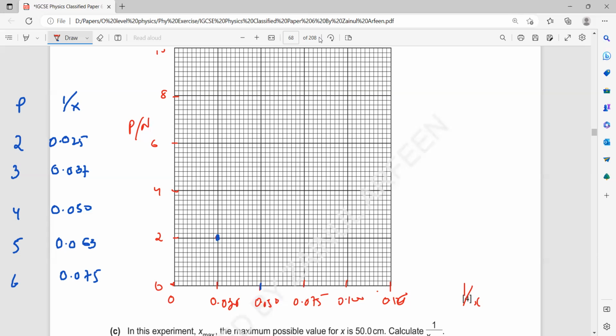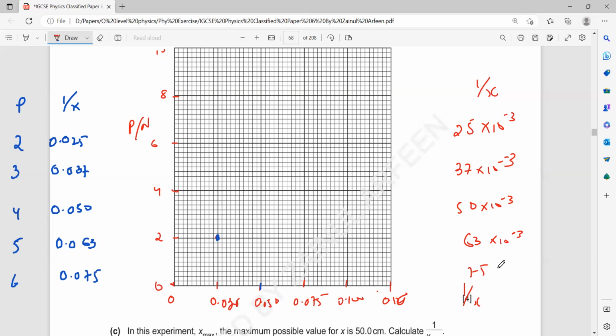Even I can reduce this axis. See, I can also simplify this axis, right? Also, I can write them in exponent form. Like I can write the value of 1 over X as 25 into 10 to the power minus 3. I can do it in this manner. So the second value will be 37 into 10 to the power minus 3. Then the next value will be 50 into 10 to the power minus 3. The next value is 63 into 10 to the power minus 3.